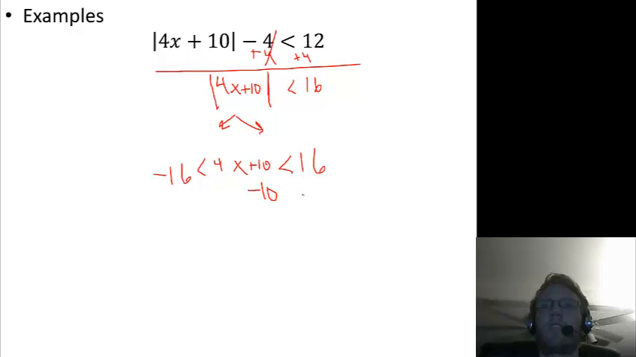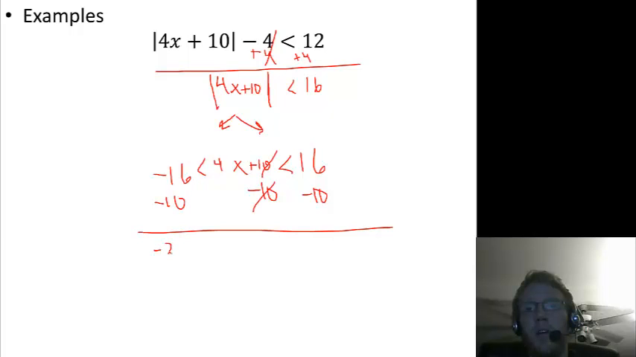So we can go minus 10, minus 10, minus 10 from all three sides. Cancel, cancel. So on this side we have negative 26 less than 4x less than 6. And the reason it works to do all three sides at once is because as long as this inequality holds true, the golden rule still applies. So if you subtract the same amount from everything, the relative size of what's biggest, what's in the middle, and what's smallest will still hold.